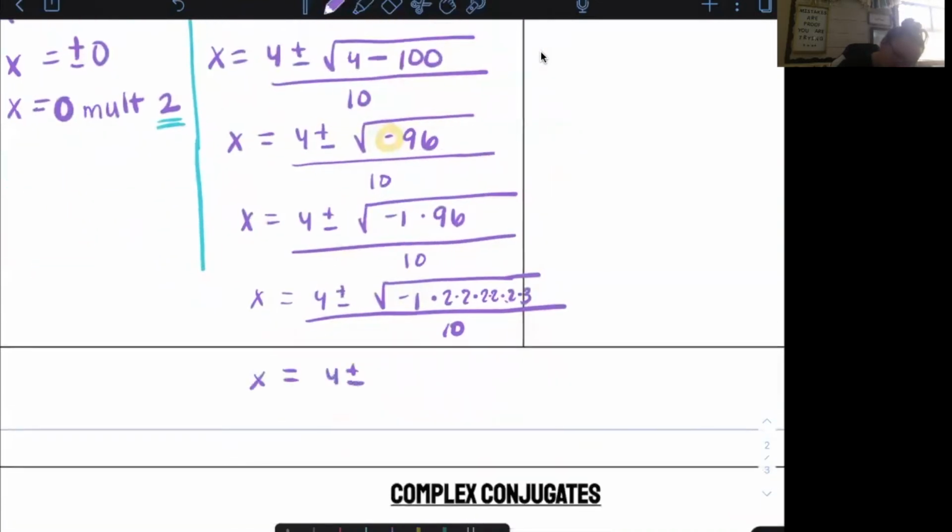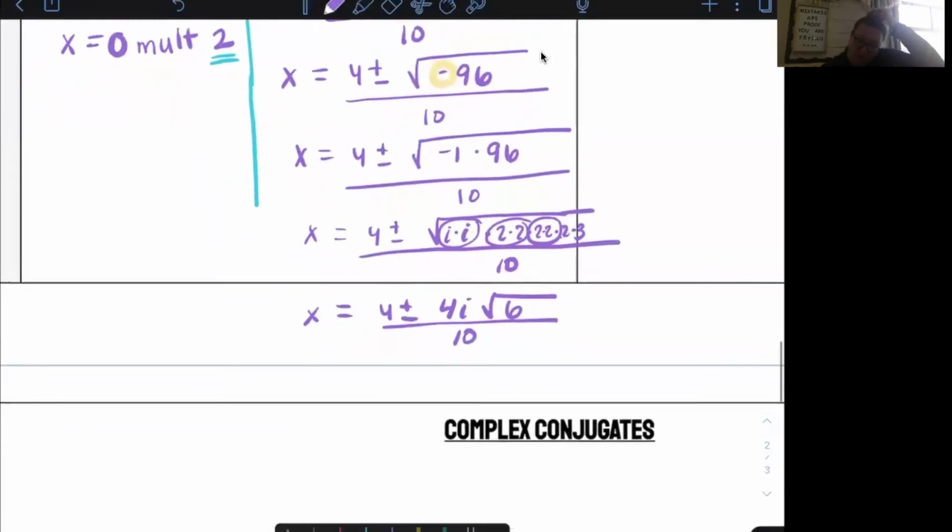So 4 plus or minus, I'm going to replace that negative 1 with i squared, which is just i times i. I'm going to bring out an i, a 2, and a 2. So 2 times 2 is 4. So I'm going to bring out 4i, and I'm left with 2 times 3, which is 6 under the radical. And then we have 10.